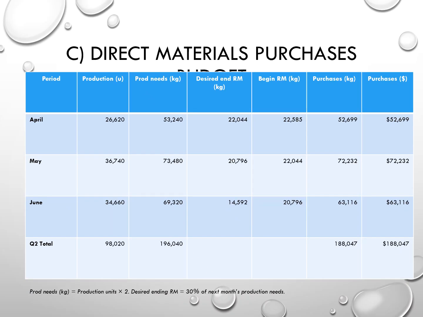Each unit requires 2 kg of plastic, purchased at $1 per kilogram. We first calculate materials needed for production, then add desired ending raw materials and subtract beginning raw materials. This gives us materials to be purchased, not materials used. Over Q2, Handtoys purchases 188,047 kg of plastic, costing $188,047.